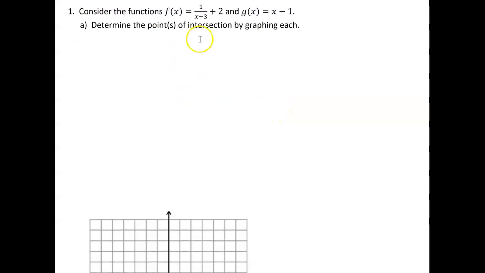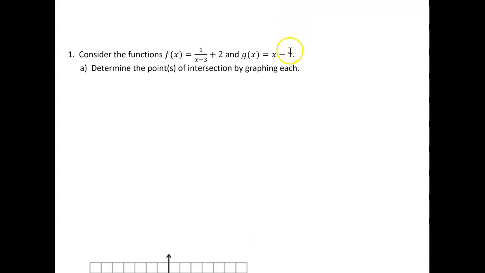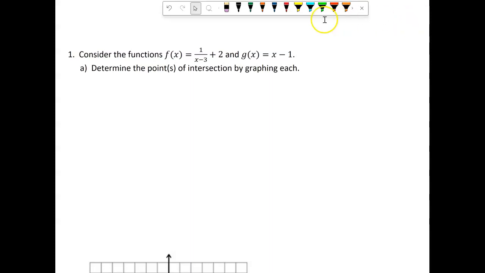We're going to consider the rational function f of x equals 1 over x minus 3 plus 2 and g of x equals x minus 1. Solving a rational equation graphically means finding the point of intersection between one function which is rational and another function which could be rational, or in this case it's linear. It is very important that we graph things accurately. So in order to do that, we need to understand the properties of these rational functions.